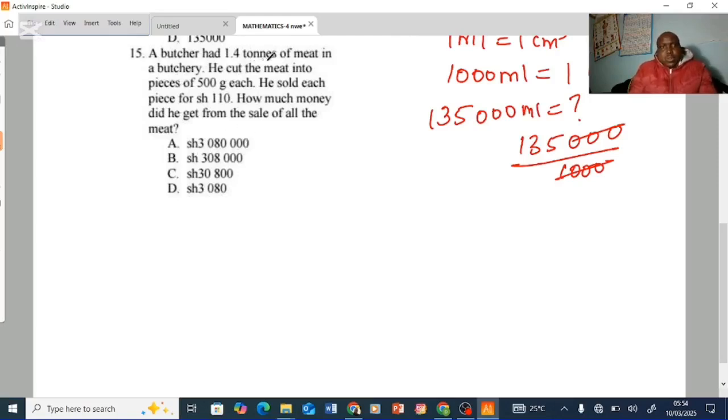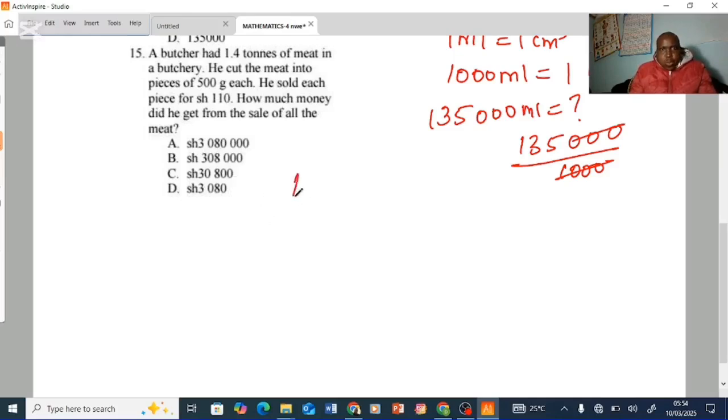A butcher had 1.4 tons of meat. He cut the meat into pieces of 500 grams each. He sold each piece for 110. How much money did he get from the sale of all the meat?